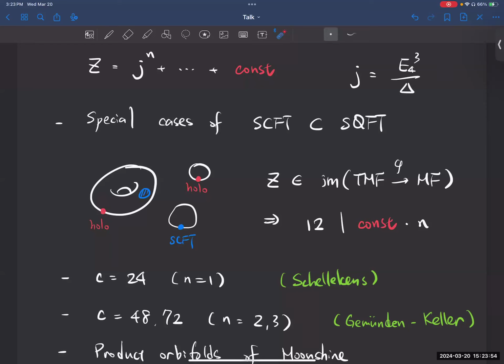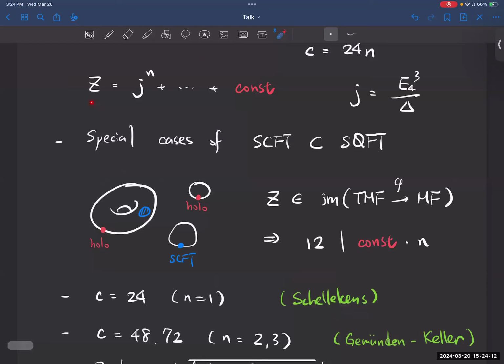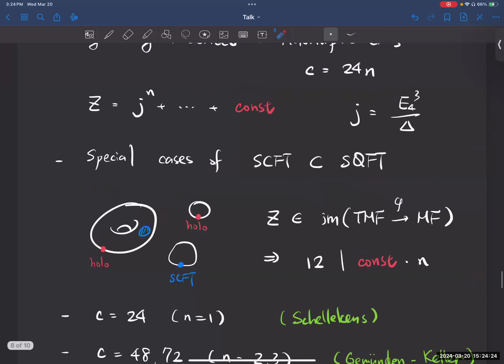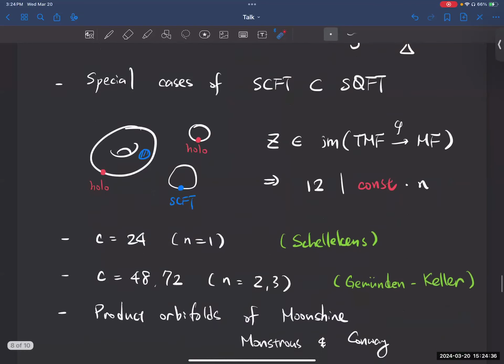It's some special corner of this whole space of SQFTs. If you look at this picture and you believe in the Stolz-Teichner conjecture, then we take this partition function, parameterized in this way, and we demand that it lies in the image of this map. What we find is that 12 has to divide n, the parameter for the central charge, times this constant. So it only constrains the constant piece in the partition function. That's the claim.